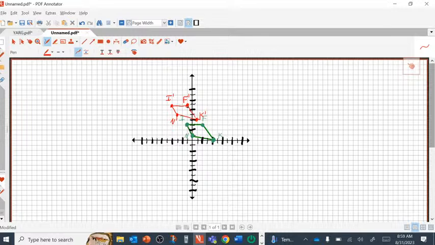Now, when I say teach, I want you to say, okay, what do you notice about Fink prime and Fink? What do you notice about those two figures? You should see something about them. Teach, teach. Okay. Mr. Preston?